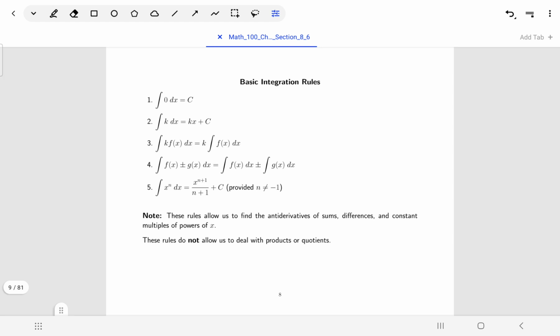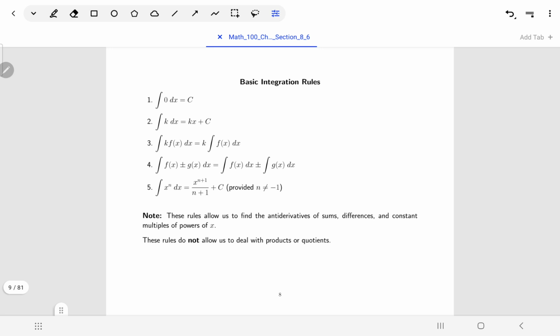Welcome back. Now let's introduce some basic integration rules. I'm starting with some ones that shouldn't be too shocking. The indefinite integral of 0 is just a constant, and not a surprise, that's because the derivative of any constant is 0. If we were looking at the indefinite integral of a constant k, then that should be k times x plus our constant c.